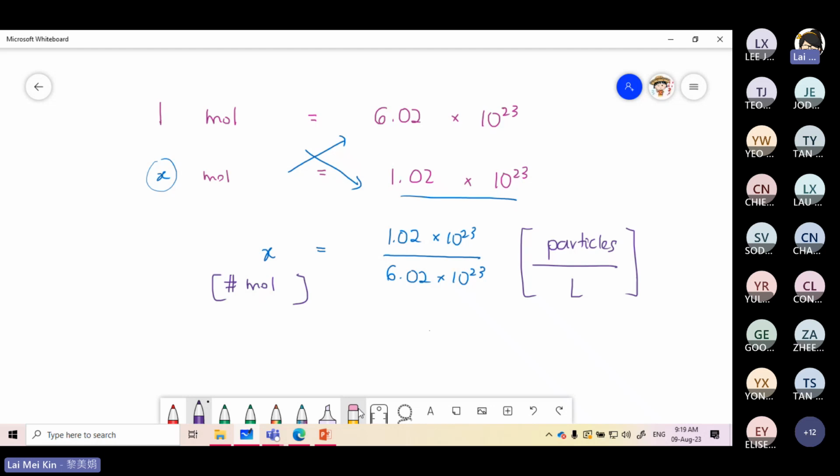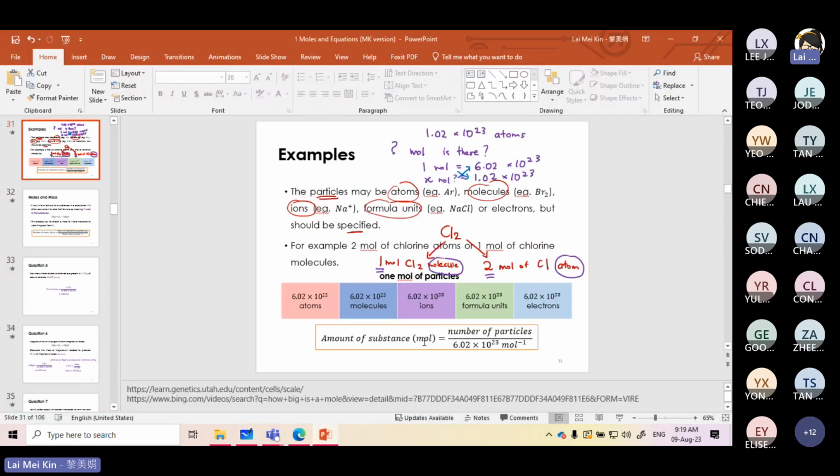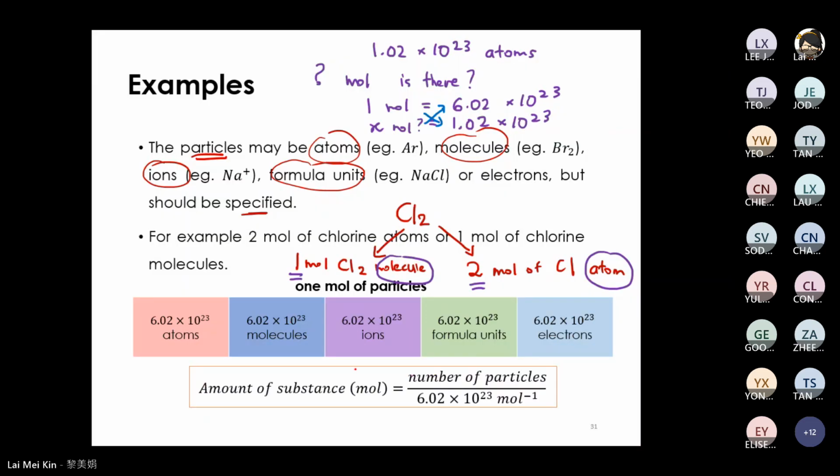Okay, so this represents the formula at the bottom. If you want to calculate number of mole, you can use how many particles you have divided by Avogadro's constant. Okay, all right, so this is also a box. So maybe you want to take note of this.